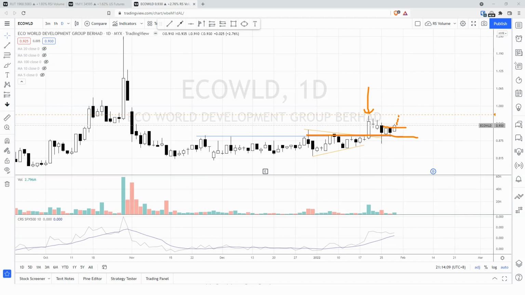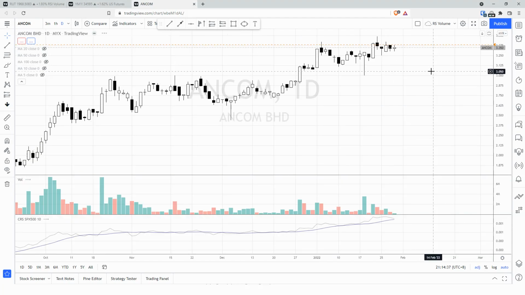So if it breaks above, which you see that there is an alert at about 97, then I think it should go up and test the gap, test the high, and let's see how far it will go. So the plan is definitely, I think, already valid and already has a reversal. You can just put your stop just below maybe 87. So that is ECOWLD. And next one, ANCOM.